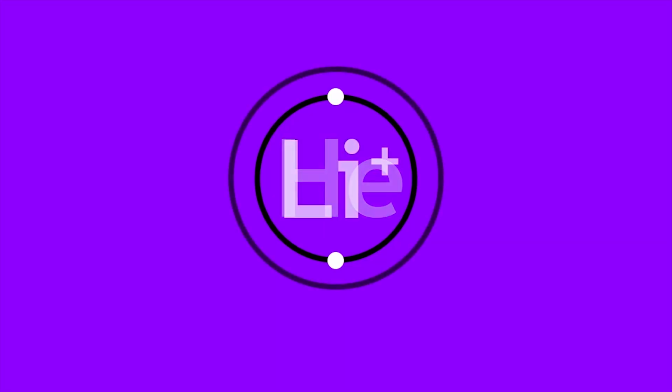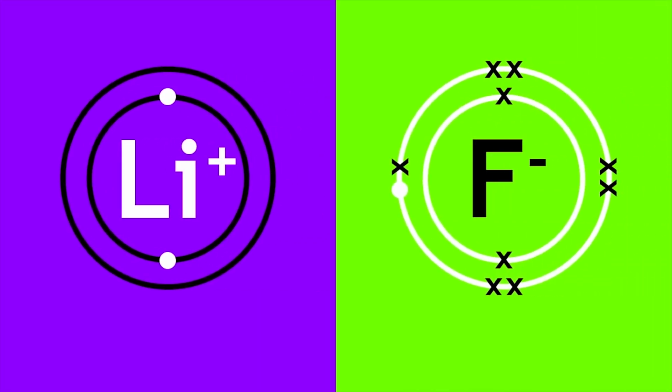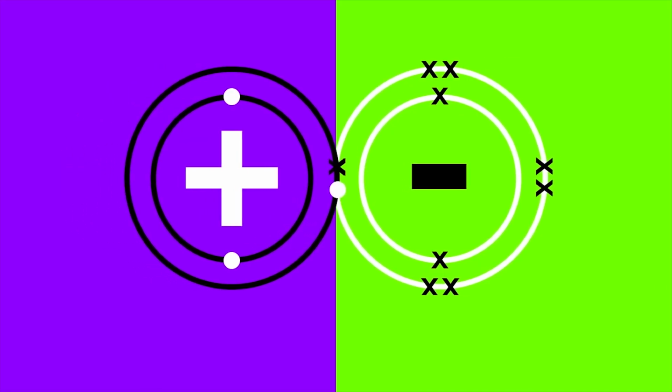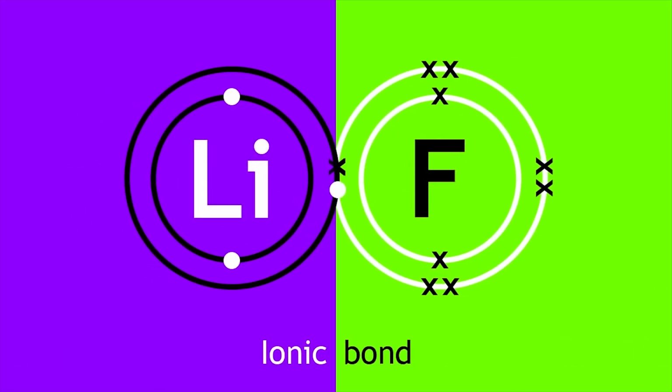The lithium ion and fluoride ion are oppositely charged and will be electrostatically attracted to one another, thereby forming an ionic bond. Let's have a look at the next example.